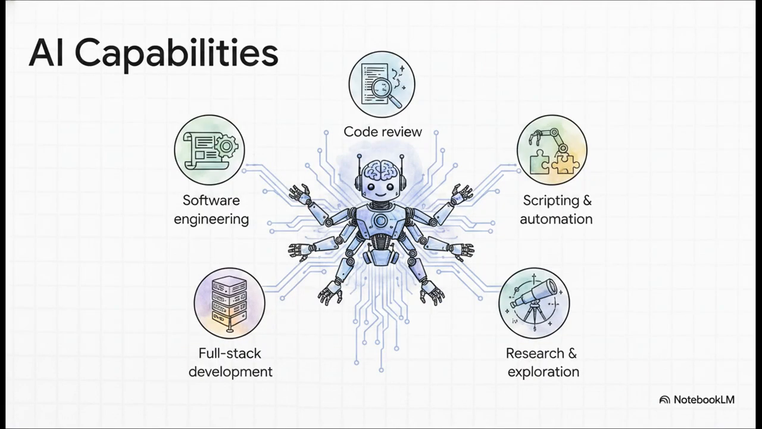Now that you're connected, let's really look at the main technical features you have right at your fingertips. By simply chatting with this terminal prompt, your free AI agent can handle heavy-duty software engineering. It can assist with full-stack development. It can do deep code reviews and actually map out software architecture. It can handle your daily scripting and automation tasks, and even dive into complex research and exploration. It is incredibly fast, and again, it won't cost you a single cent.